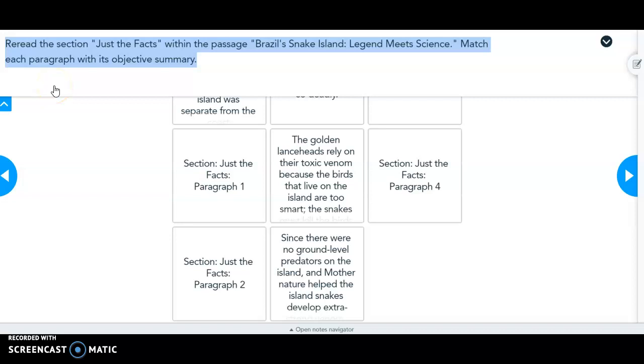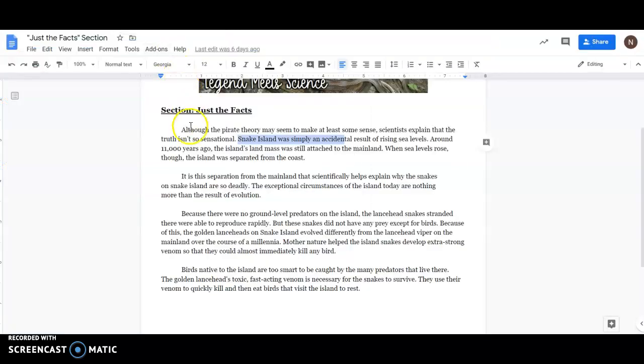Okay guys, so here's part 2 of our review video for nonfiction and objectivity. We left off in part 1 right at this activity where we have to match each paragraph with its objective summary. So I highly suggest that you have the passage out, or if your teacher gave you just this section, then you can work with just this section.